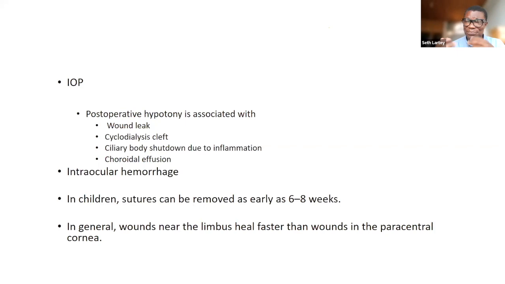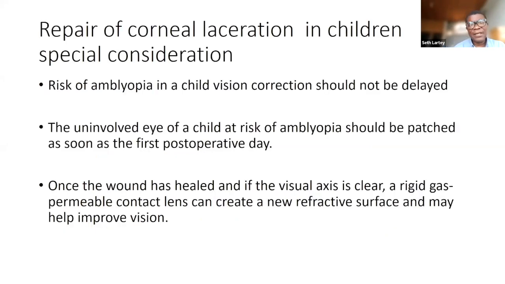outcomes. In children, the sutures can be removed as early as 6 to 8 weeks. Generally, wounds that are at the limbus heal faster, so that should guide you in which sutures you should remove. You don't want to be in a hurry to remove the central sutures. You would rather remove the limbal sutures first.